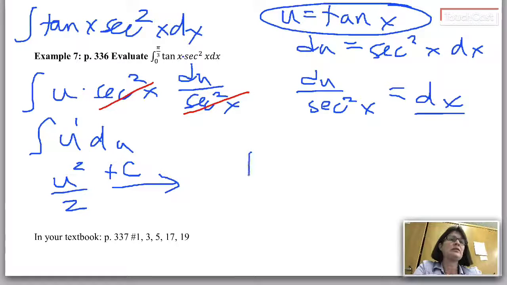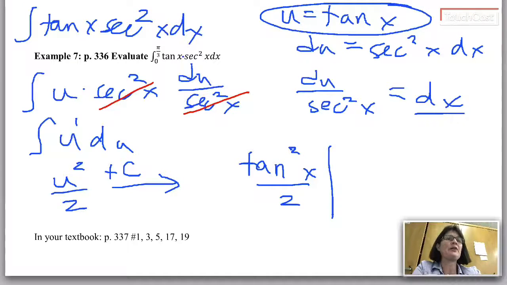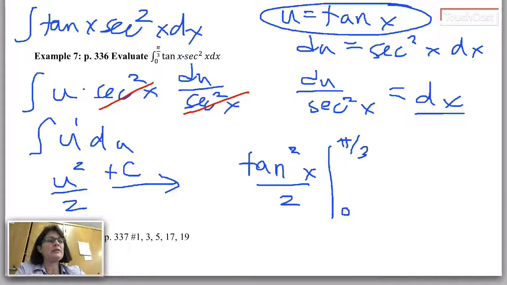So tangent squared of x over 2, and I'm going to evaluate that from my same original limits, 0 to pi over 3. Because I now have an antiderivative in terms of x, I better make sure I use x limits with this antiderivative. So what is my new function going to be? I'm just going to be tangent squared of pi over 3 over 2 minus tangent squared of 0 over 2.